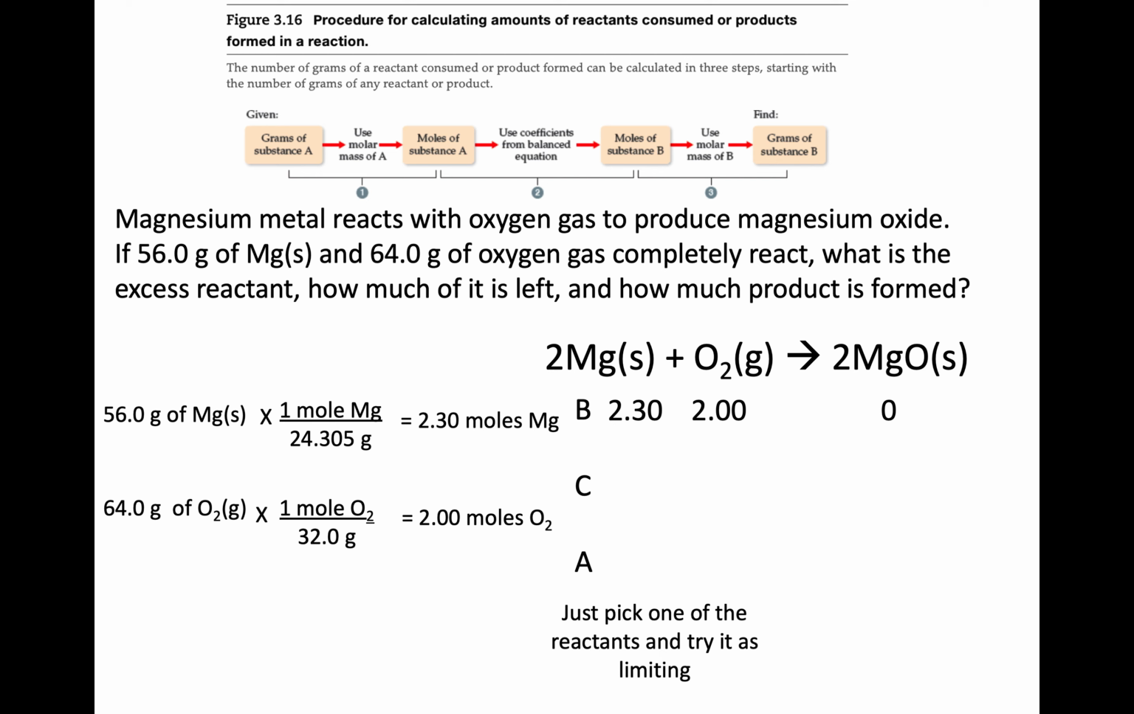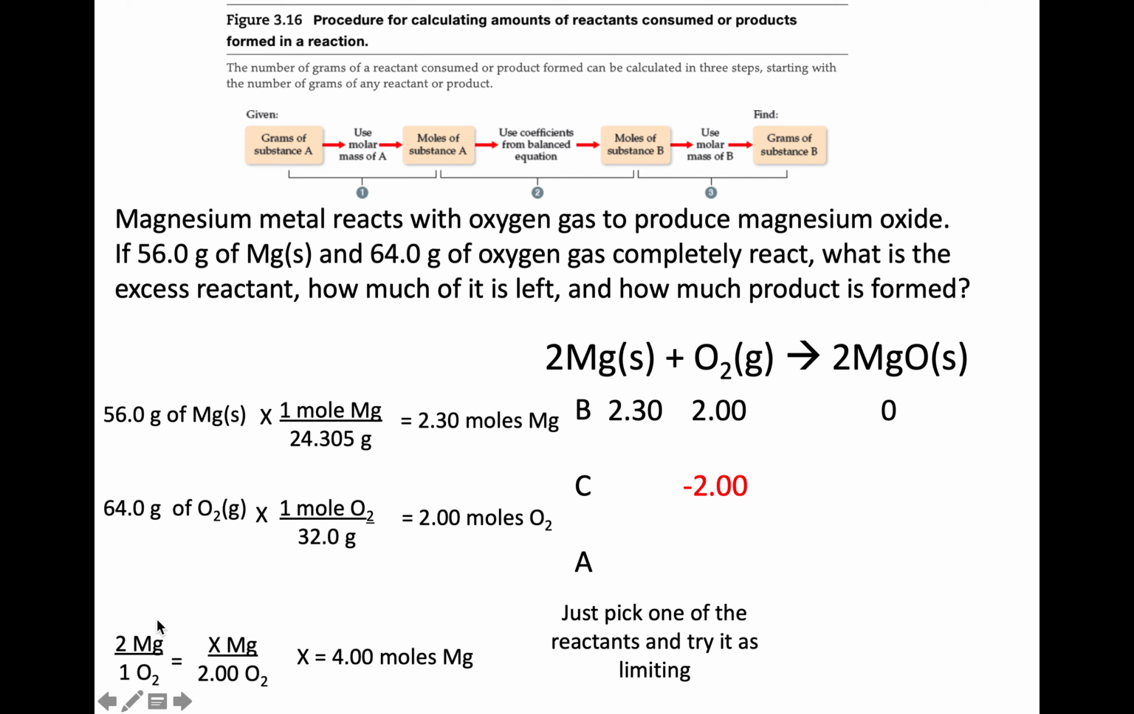Next thing we need to do is figure out which is the limiting reactant and which one's in excess. How do we do that? Well, we can just pick one of the reactants and try it out as the limiting. What do I mean as try it out? Let's say that we're going to use up all the oxygen gas. We start with 2 moles. Let's use up all 2 moles of it. How much magnesium would then be required?